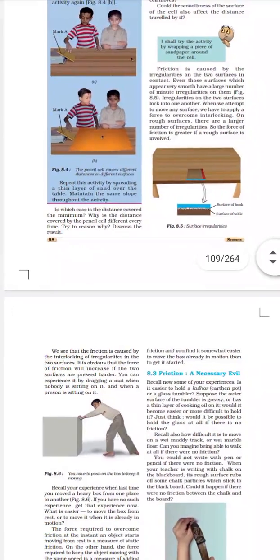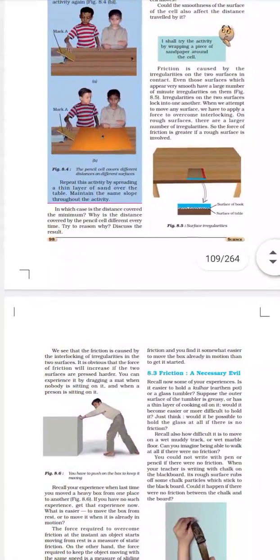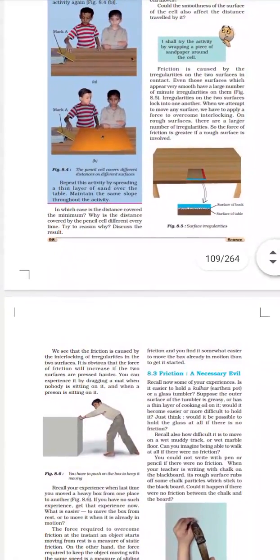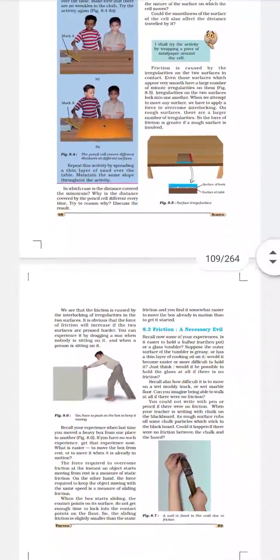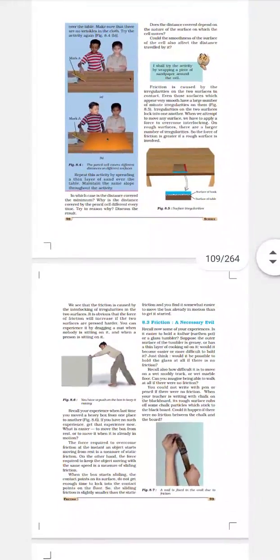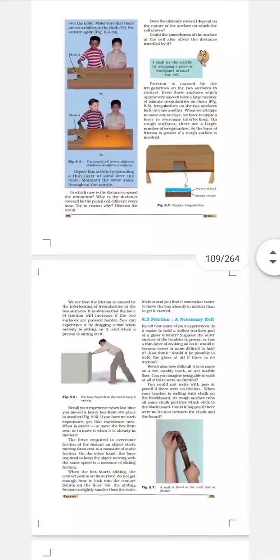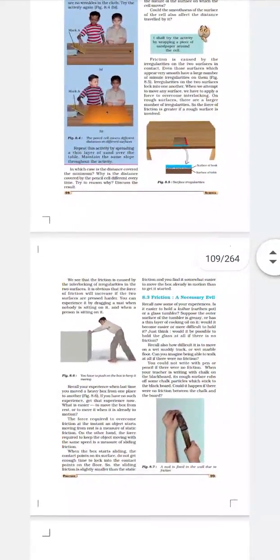We see that friction is caused by interlocking of irregularities, so it is obvious that the force of friction will increase when two surfaces are pressed harder. Recall your experience when you last moved a heavy box.